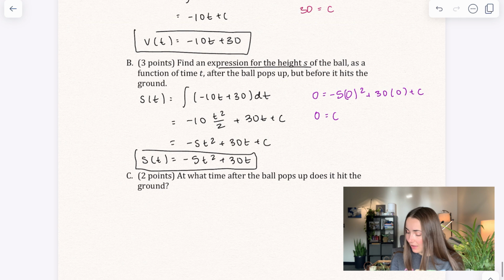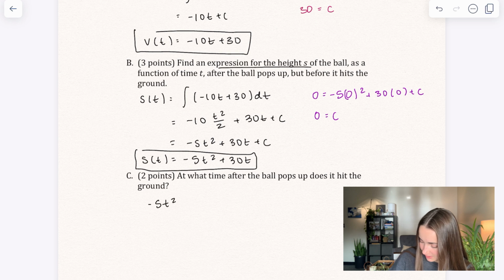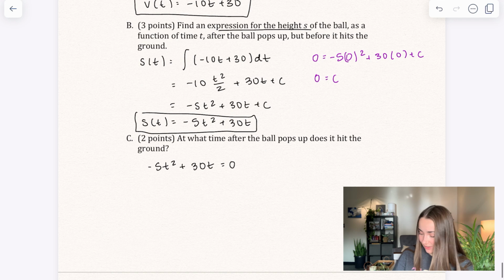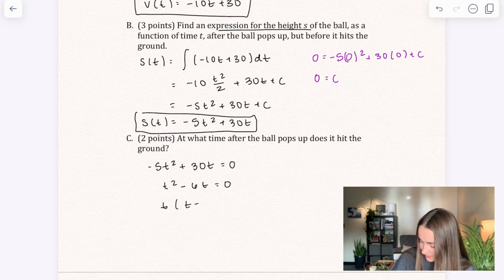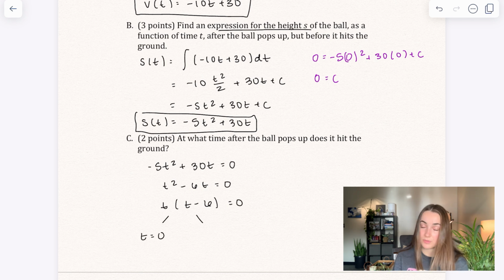Okay, at what time after the ball pops up does it hit the ground? So this is saying at what time is our position function equal to 0? So the first thing I'm going to do is divide everything by -5. There's not a specific order you need to follow for this, but I'm going to go ahead and factor out of t, and I get t minus 6. And here I get two values. So t is equal to 0, which makes sense because that's when it's first on the ground, right? And t is equal to 6.